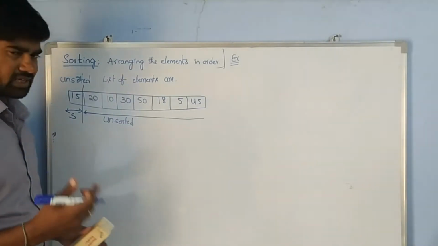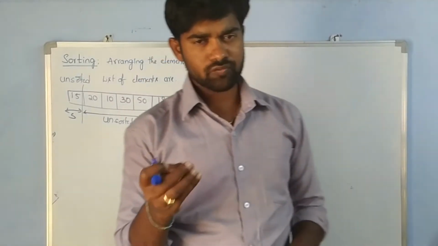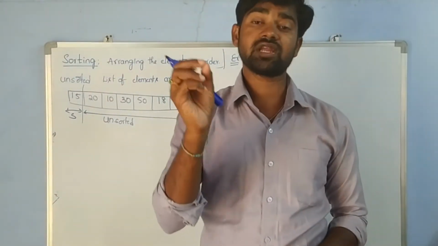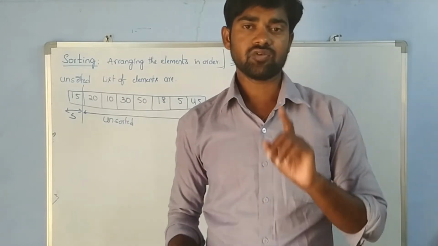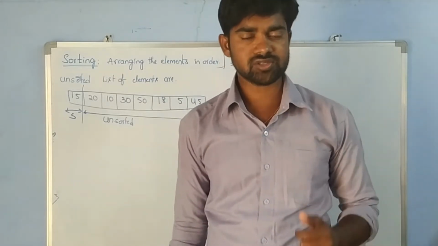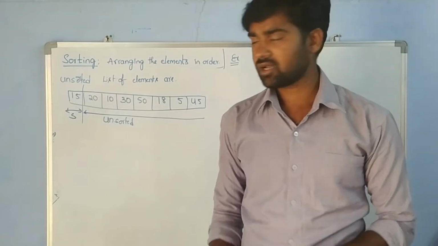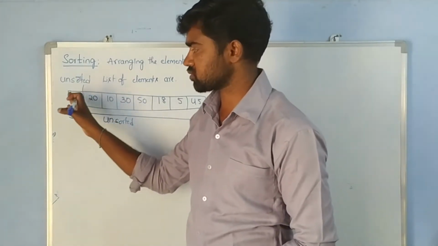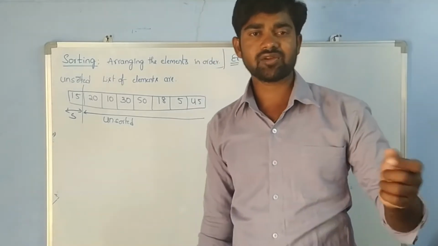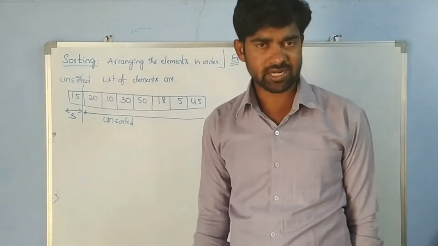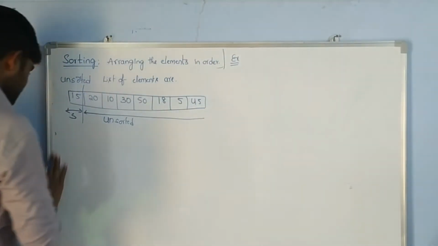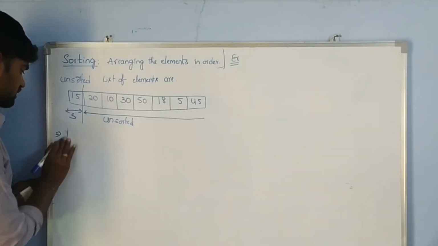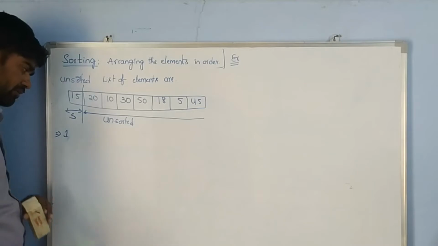Iteration is nothing but, whenever we are moving one element from the unsorted portion to the sorted portion, we need to consider it as one iteration. So iteration number 1. Here I am not writing the word iteration, directly I am writing 1.